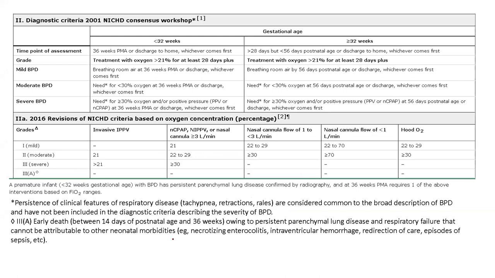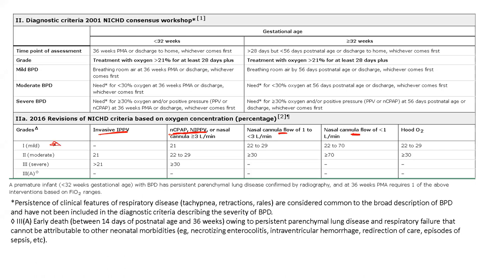Yes, in 2016 they did revise the definition. They left the same definition, less than 32 weeks or more than 32 weeks. If less than 32 weeks, you have to wait until corrected 36 weeks gestation. If baby required respiratory support, especially oxygen, they call it bronchopulmonary dysplasia. If baby is older than 32 weeks at birth, or equal or older, you have to wait for 28 days to define. But the stages of the disease are classified based on whether baby required a nasal cannula, high flow, that's the low flow nasal cannula, high flow nasal cannula, nasal CPAP or non-invasive, invasive.